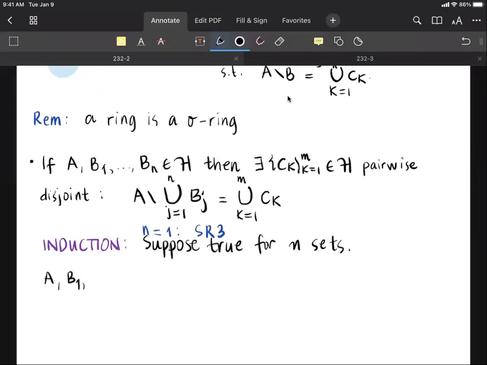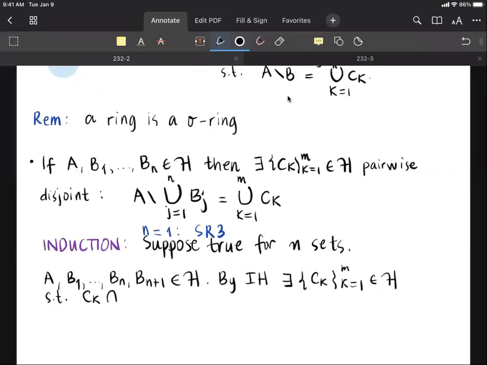So let us consider the following sets in the semi-ring H. Okay, so by the induction hypothesis, there exists a pairwise disjoint collection, meaning C sub k intersection C sub L is empty if k is not equal to L. And this equation here, which we shall call asterisk, holds.